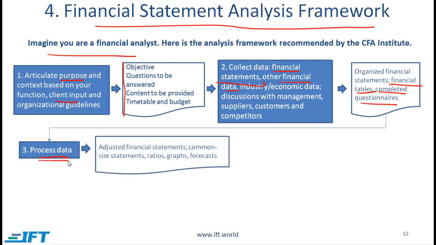You then process the data, and the output from this exercise would be adjusted financial statements, common sized statements, which we will discuss later, ratios, graphs, and forecasts. Imagine that you are analyzing 3 different auto companies in different parts of the world, and they follow slightly different accounting standards, which we will talk about in the next reading. In order to compare these companies, you need to make adjustments to the financial statements so that you can make an apples to apples comparison. This is called processing the data.